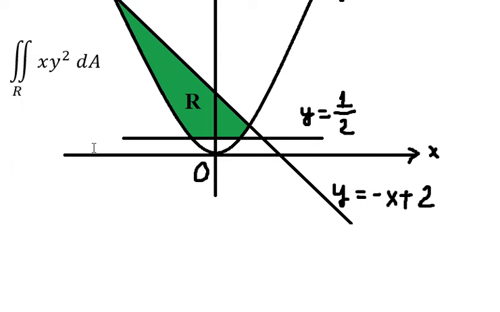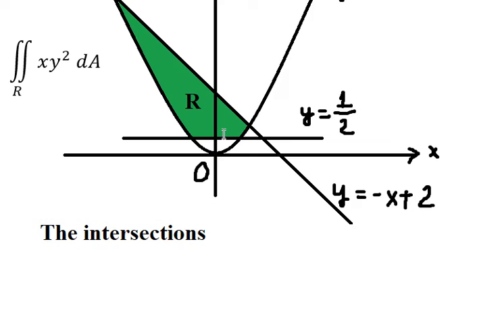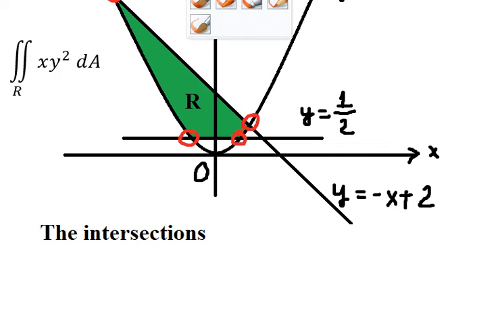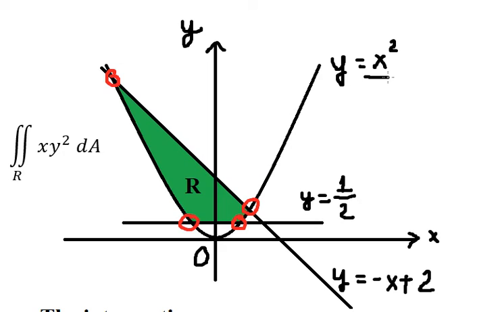The first thing we need is to find the intersection. So that should be about this one, this one, this one, and this one. We see that this one and this one are the intersection between negative s plus 2 and s squared.